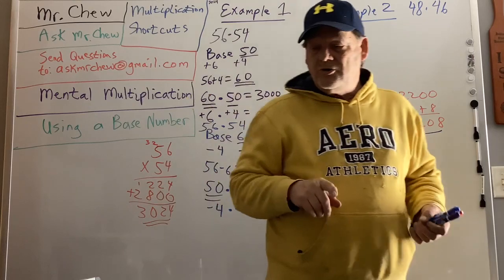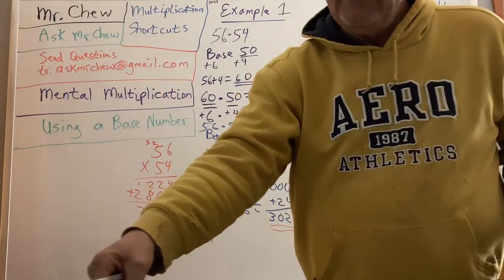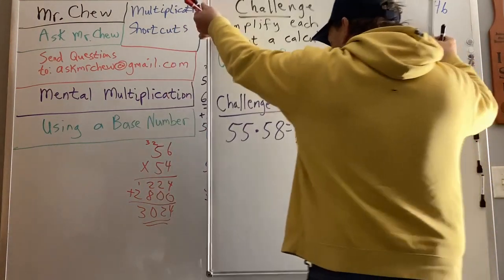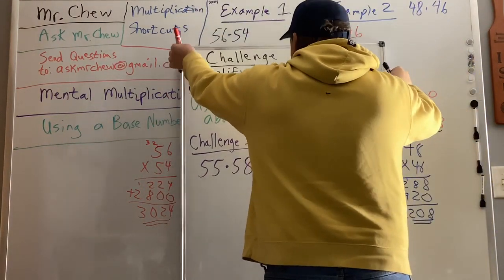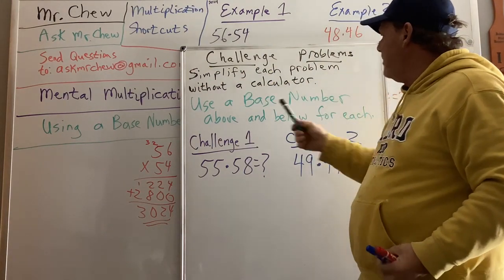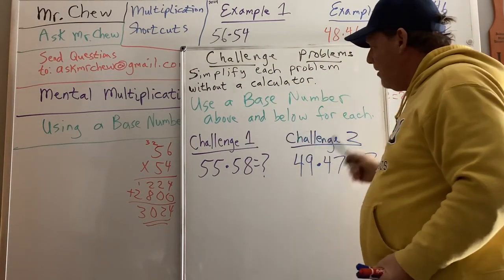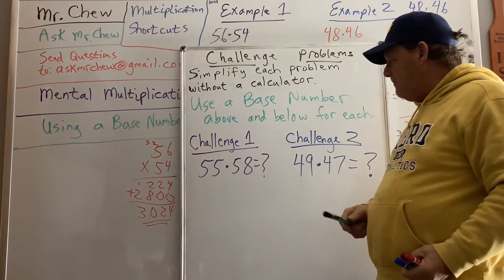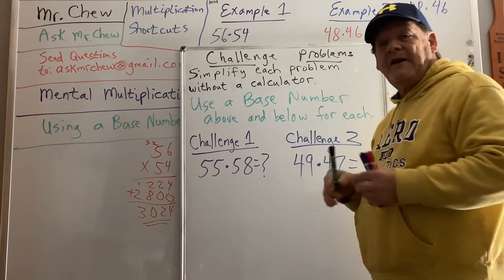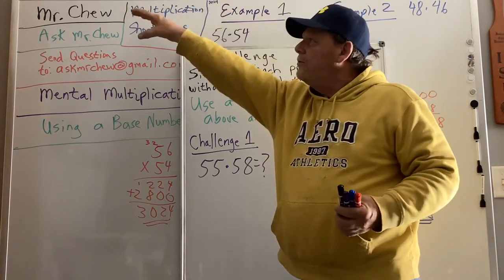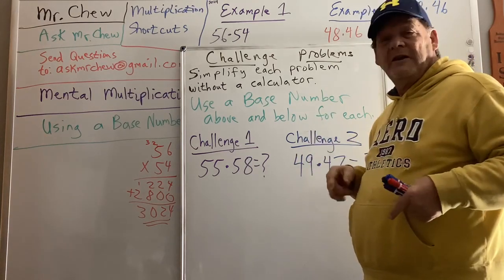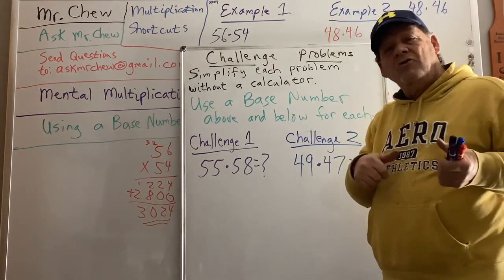So I want you to try a couple of these. So you can do them both ways, going up and below. That's the way I'll do them when I do it in the video. The challenge is simplify each problem without a calculator using base number above and below for each. 55 times 58 and 49 times 47. So pause this. There'll be a link up here toward the end of the video after you try these two, and then click on the link to see if you did them right. Hopefully you can do them right.